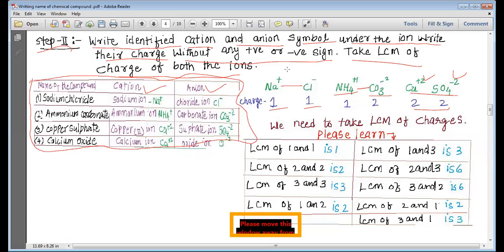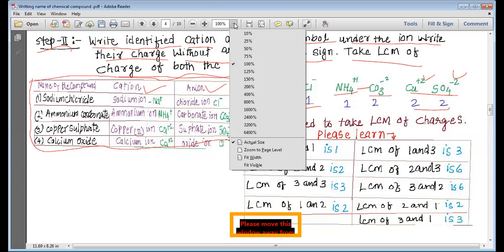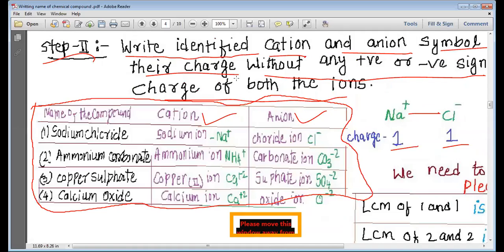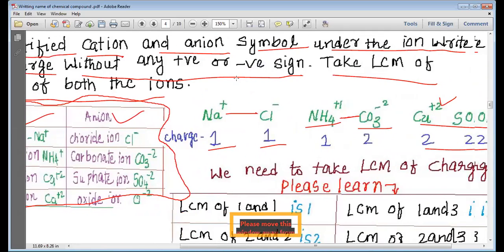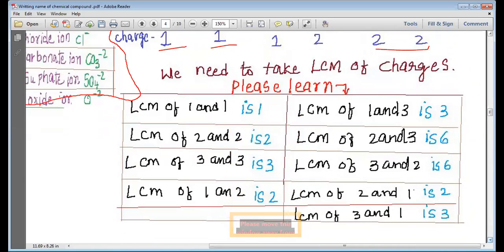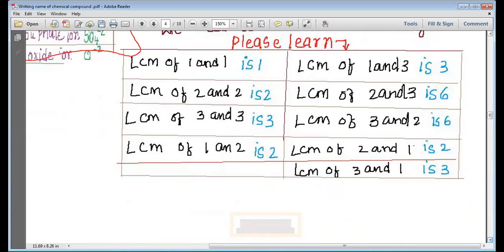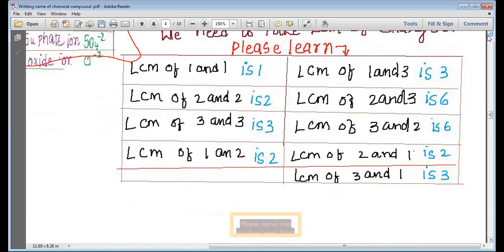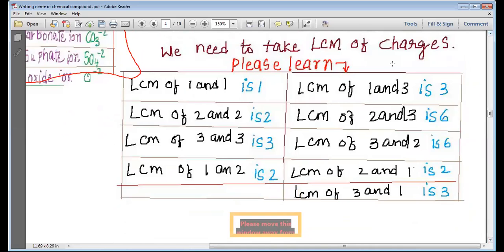Now we need to take LCM of these charges. Now, my dear students, it is not necessary that each and every child knows how to take the LCM. So if you are not able to understand the concept of LCM, you can understand it here. I have given you the table this way. In most of the cases, we would be needing only this kind of LCM.